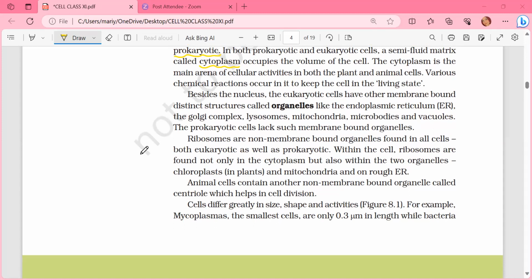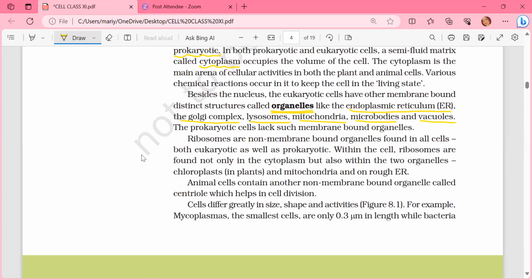Besides the nucleus, the eukaryotic cells obviously have membrane bound structures that are known as organelles. And what are those organelles? They are endoplasmic reticulum, Golgi complex, lysosomes, mitochondria, microbodies, and vacuoles. All of these structures are there in the eukaryotic cells. But the prokaryotic cells lack the membrane bound organelles. Apart from a membrane around the nucleus, the prokaryotic cells also lack the membrane bound organelles.